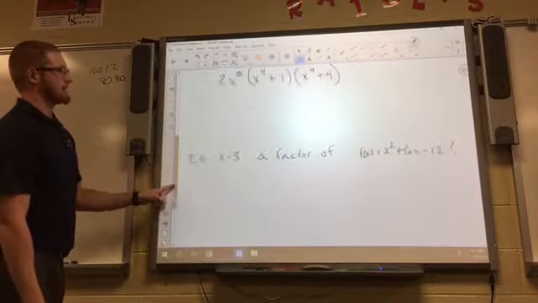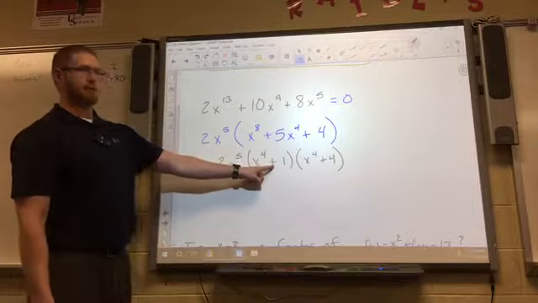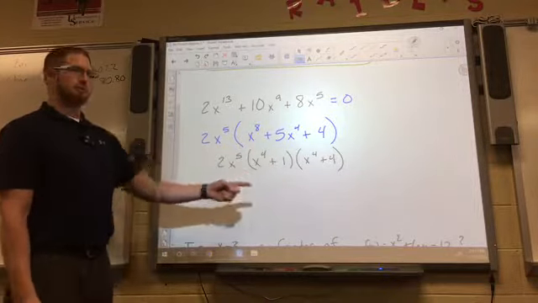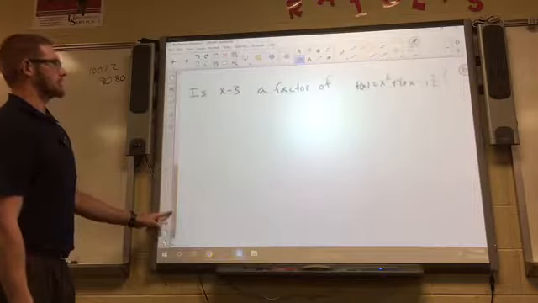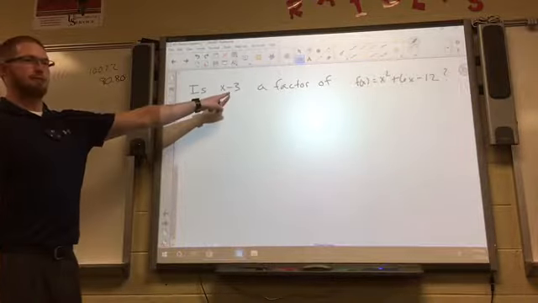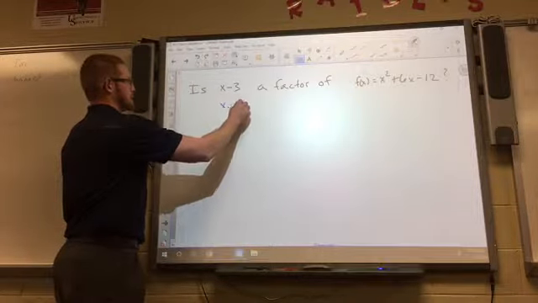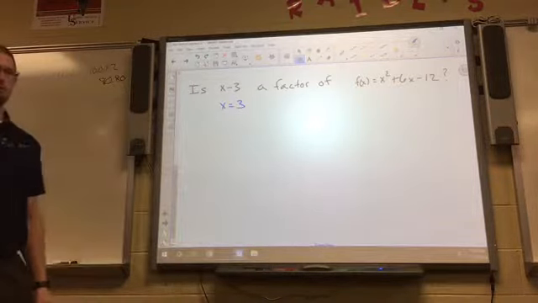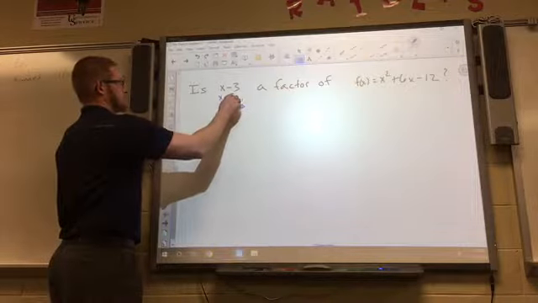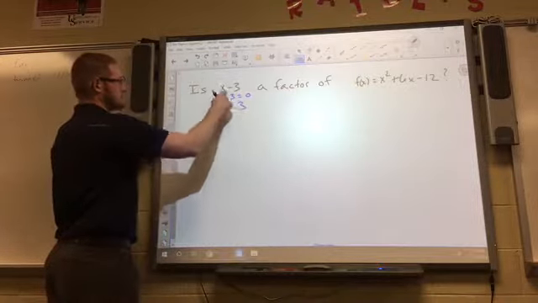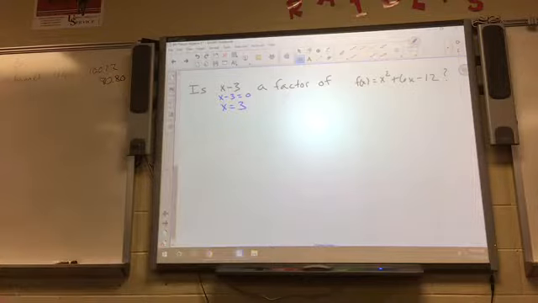Okay, so if it's a factor, then that means you can find the 0. They're wanting to know, is x minus 3 a factor? Meaning, one of my zeros is positive 3. Because if I take x minus 3 equal to 0, I get positive 3 when I solve that. So if x minus 3 is a factor, then x would have to be 3, or one of the x's would have to be 3.